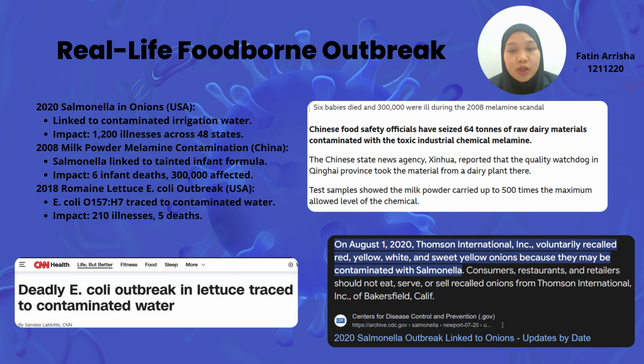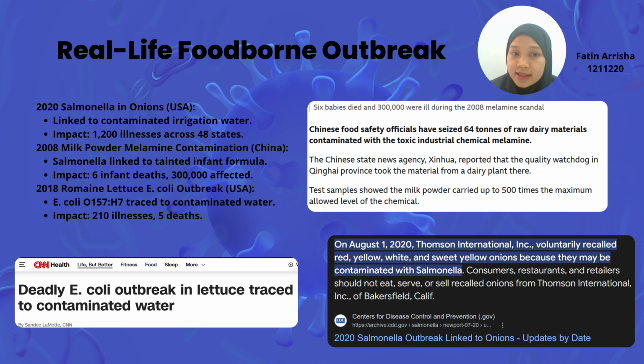Next, real-life foodborne outbreaks. In 2020, a Salmonella outbreak linked to contaminated irrigation water in onions led to 1,200 illnesses across 48 states in the US. And in 2008, contamination in melamine-tainted infant formula in China resulted in a tragic impact: 6 infant deaths and 300,000 people affected.